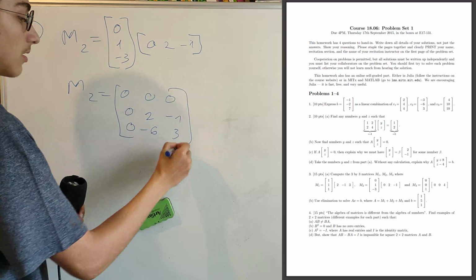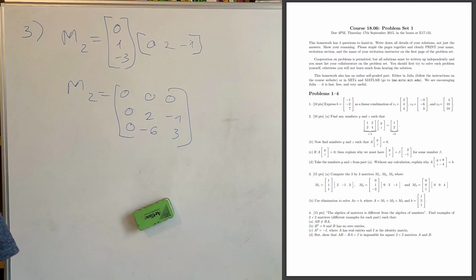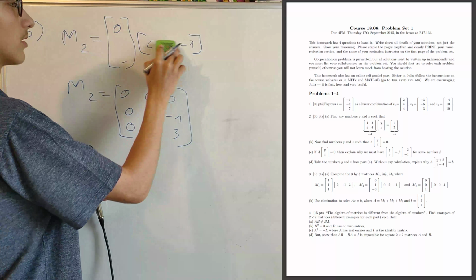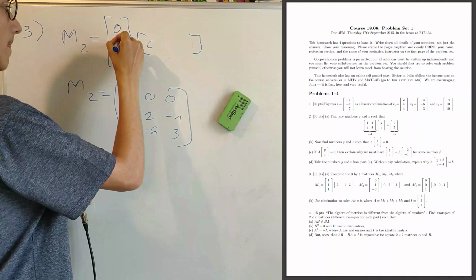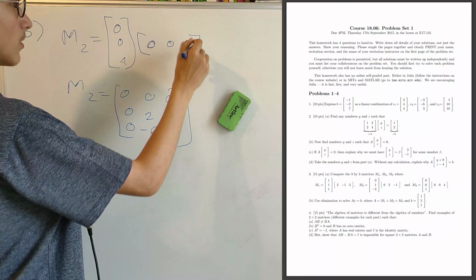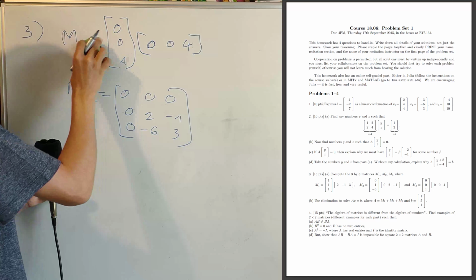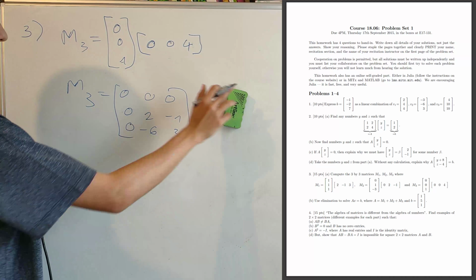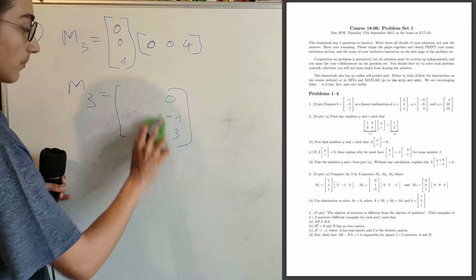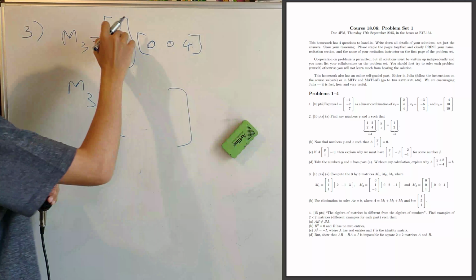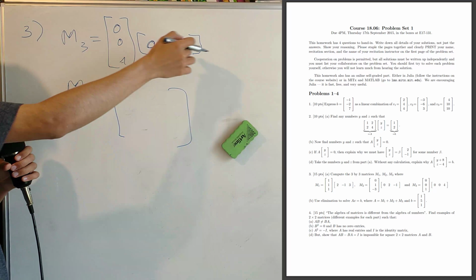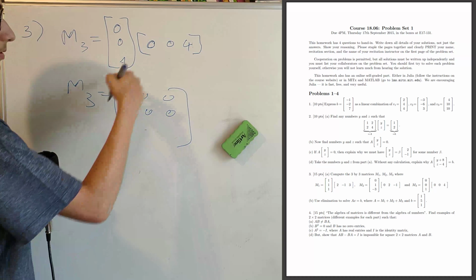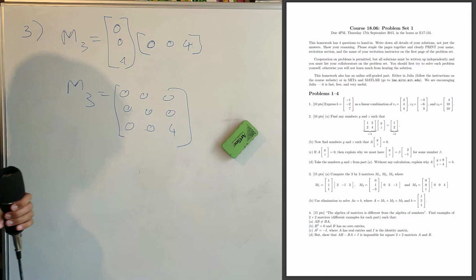This is M2. Then M3: 0, 0, 1, 0, 0, 4. I hope no one at MIT would watch this video because I hope they understand me in class. So 0 times 0, 0, 4 will be just 0, 0, 0. Same for this one, 0, 0, 0. And here it will be 0, 0, 4. So that's the matrix.